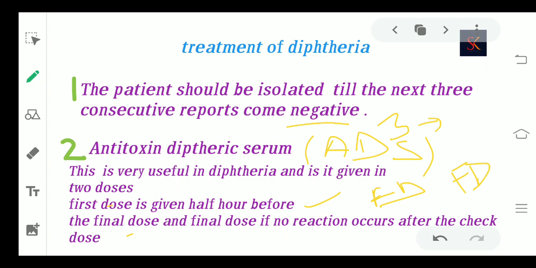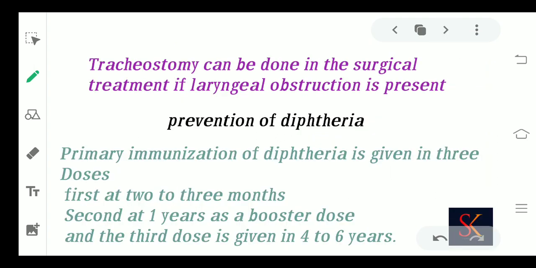So why do we do this check? Why do we have to give this first dose? To see that no reaction or side effect is there in the patient, and then we can go with the final dose. And this first dose which we have given is very small in quantity. Coming to the surgical treatment, we can also go for tracheostomy in severe cases where laryngeal obstruction is present.